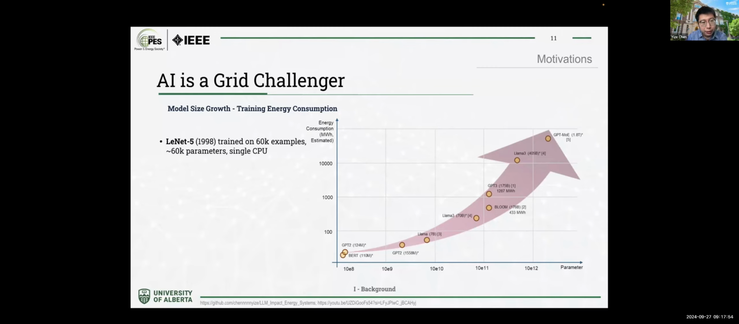And indeed, if we start from around 1998, which was the last wave of AI booming, the model parameter count was relatively small. We had around 6,000 parameters, and using a single GPU, we trained the model within several watts or several hundred watts of power. If we move forward to AlexNet, it's already becoming larger by using GPUs.